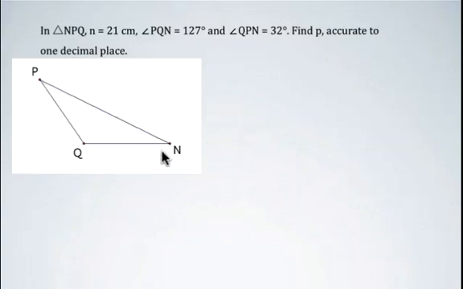So the most important thing you can do at this point is label your measurements on the diagram. So we're given that side n is 21 centimeters. Side n is going to be opposite angle N. So this will be side n and it's 21 centimeters. We're given that angle PQN, so this angle here, is 127 degrees, and we're also given that QPN is 32 degrees. So this angle measure is 32 degrees. And we're looking for side p, which is this side here.